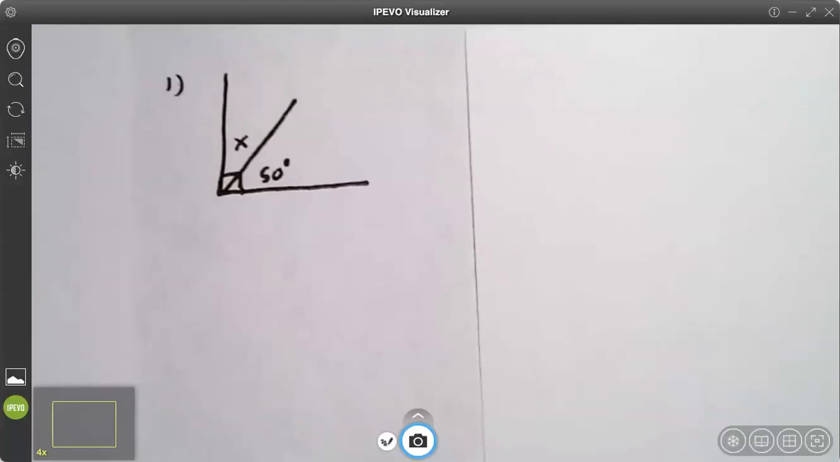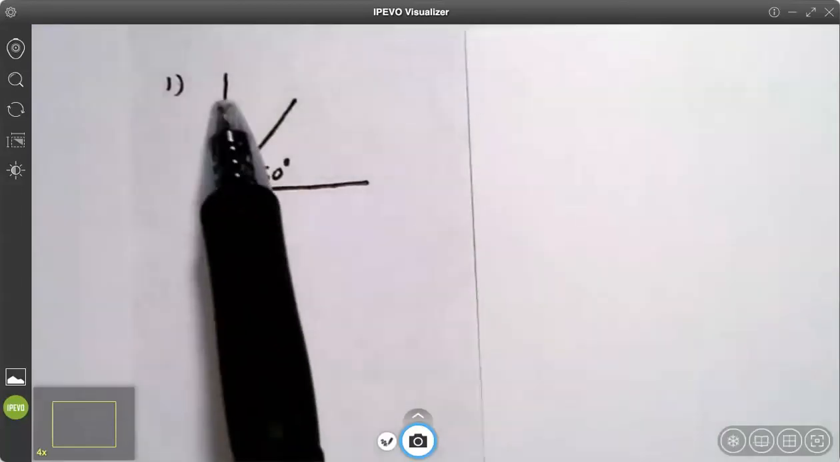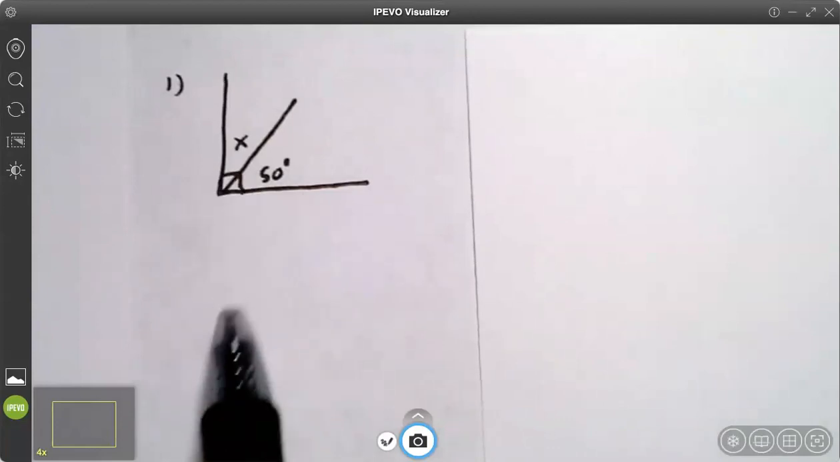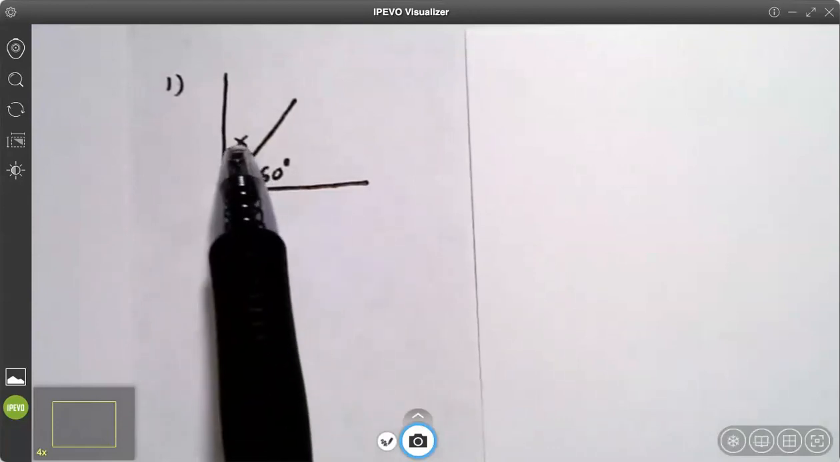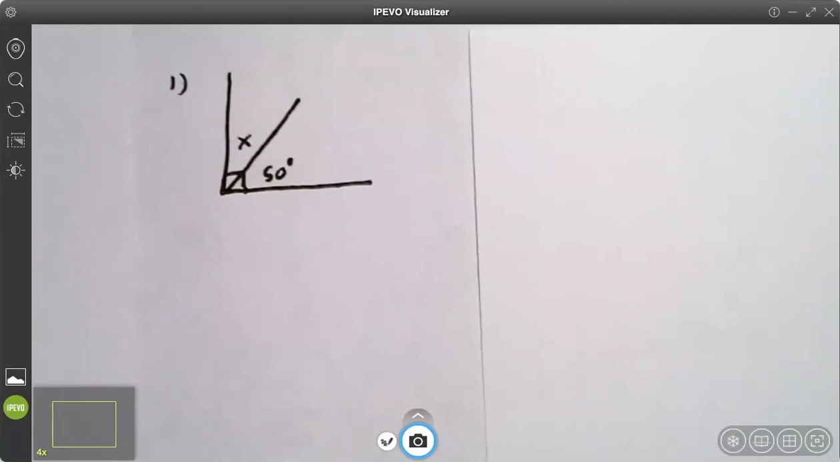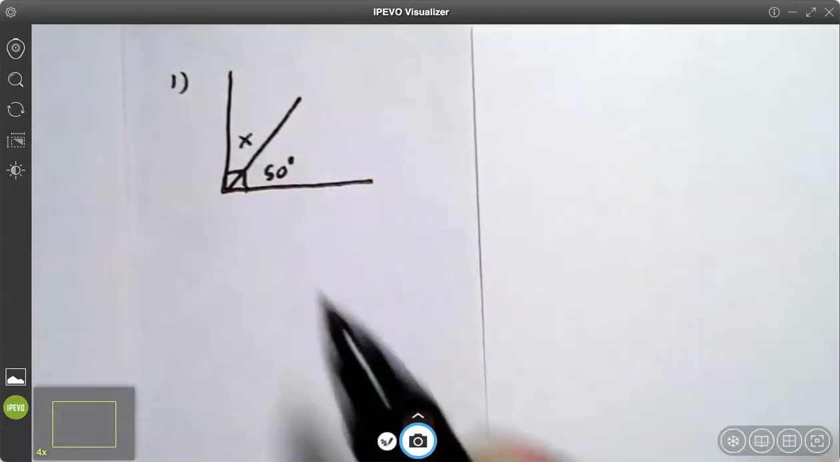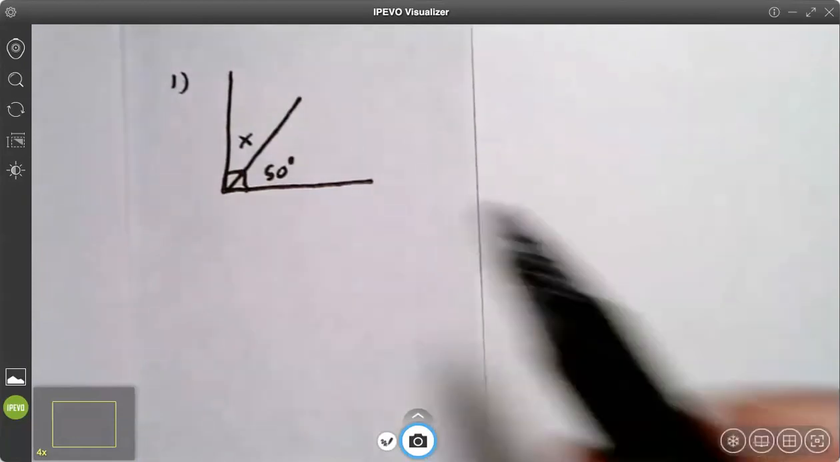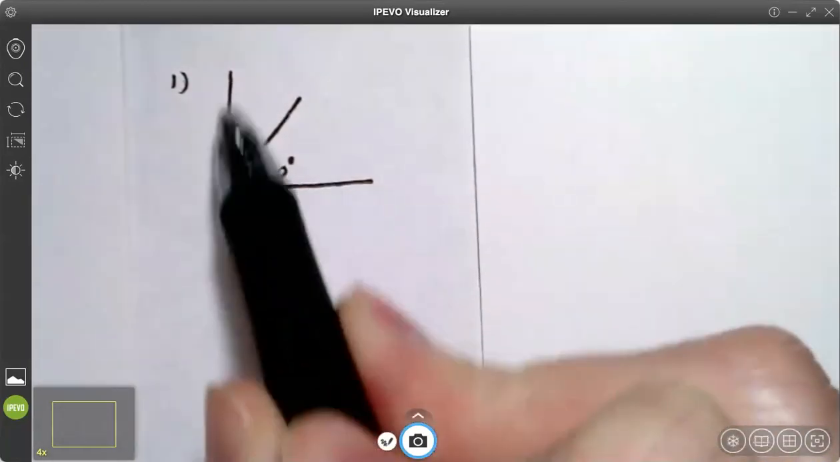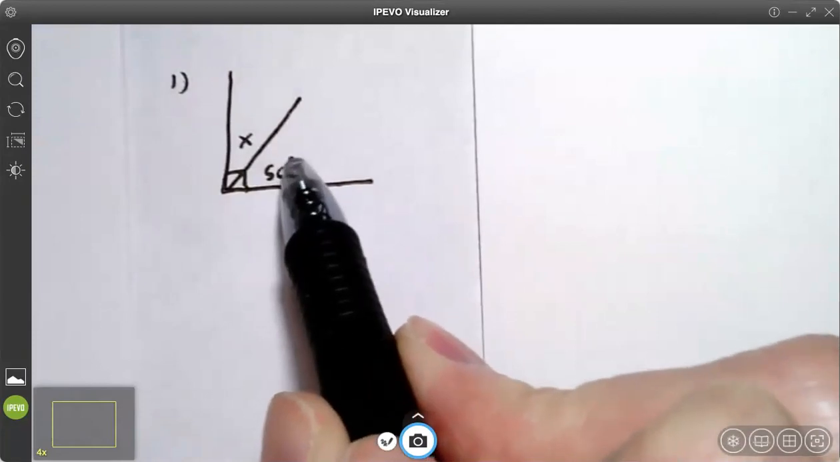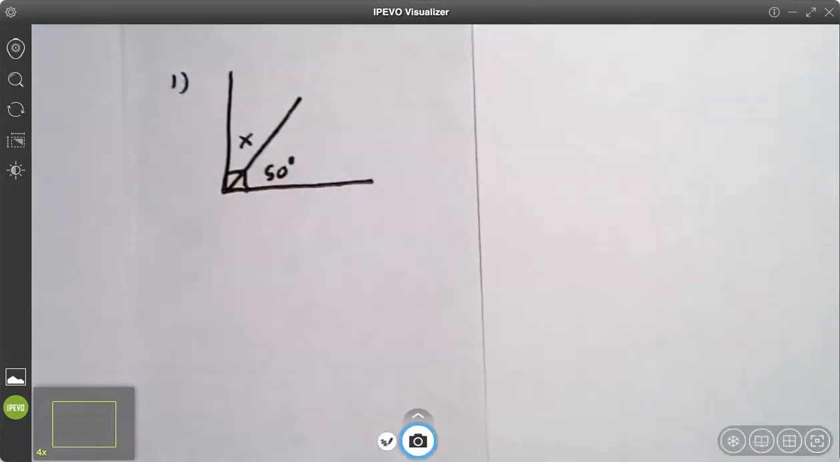You try number 1. This is a right angle. It says so. It's got an angle. This bottom angle is 50 degrees. The top angle is unknown. Find the measure of that angle. So I could say x plus 50 equals 90 and solve the equation, or I could say 90 degrees for the whole thing minus 50 equals what's left over, and the answer to number 1 is 40 degrees.